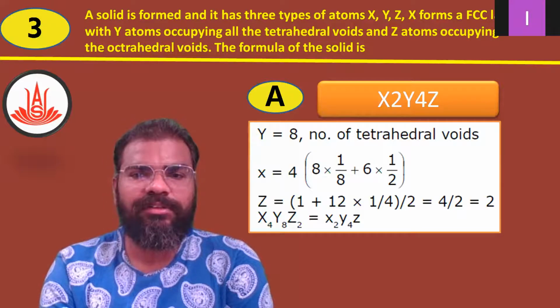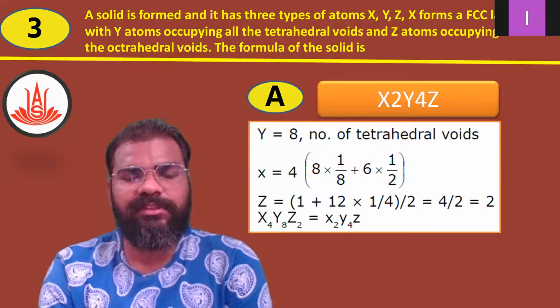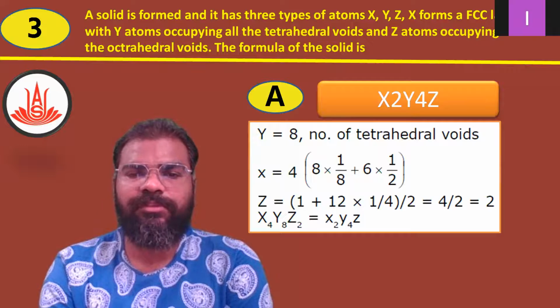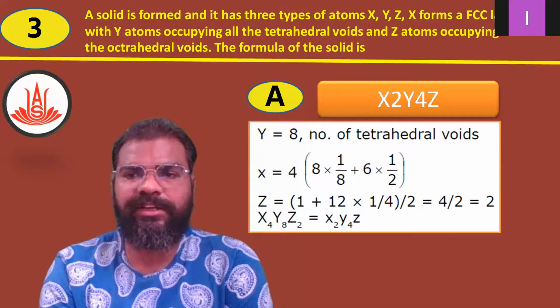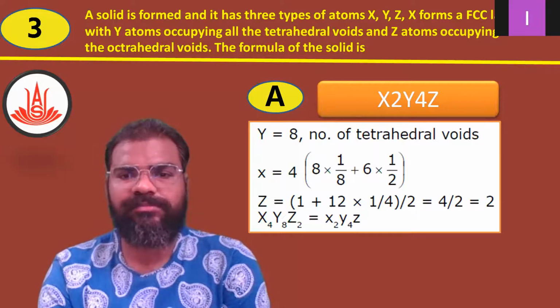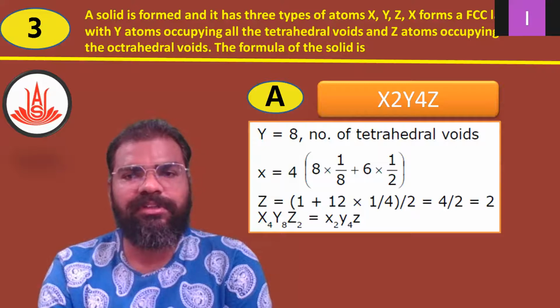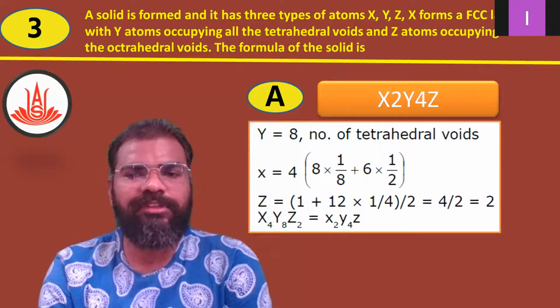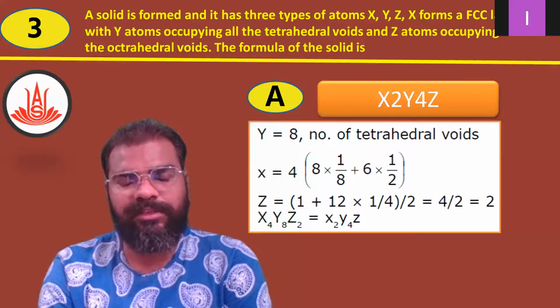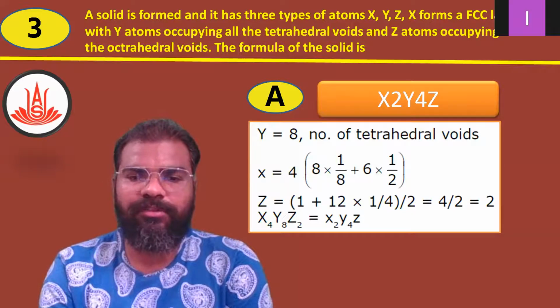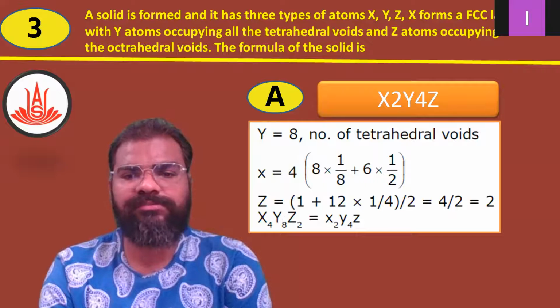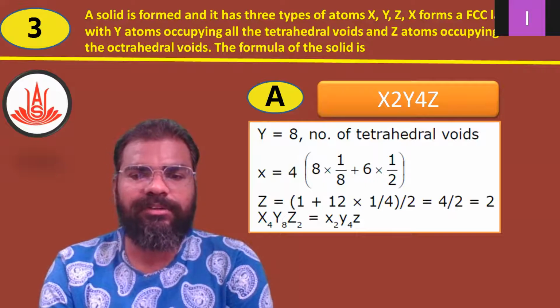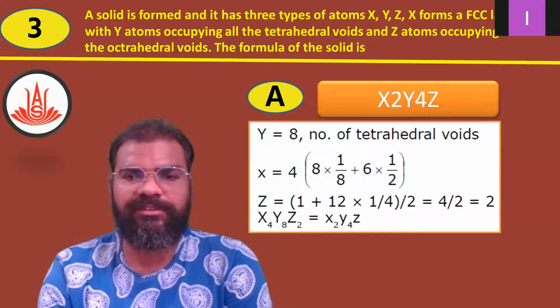So here the value of X is equal to 4 inside the bracket: 8 multiplied by 1 upon 8 for the corners, then for faces 6 multiplied by 1 upon 2. So 2 3s are 6 and 8 8 cut. So 1 plus 3, that is 4, and outside also 4 is there. This is for the calculation of capital X.